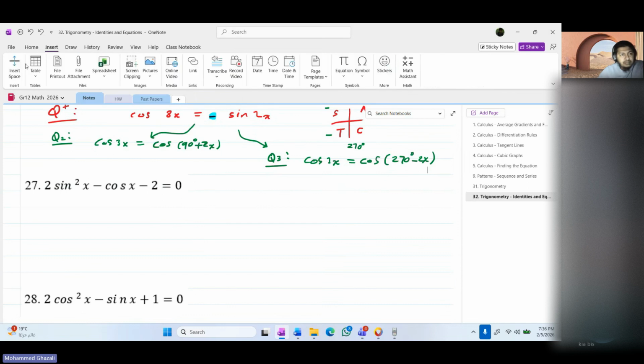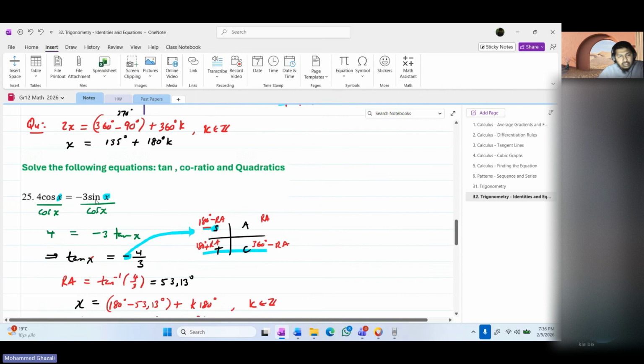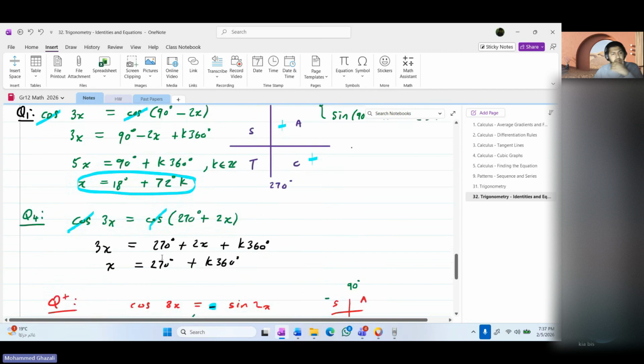Let's look at the next problem. So what did we do so far? If we have a sine and cos mixture, and we can take sine on one side and cos on the other side with the same angle, then yes. Now, if you have a sine and cos mixture with different angles, but no values in front, then use co-ratios.